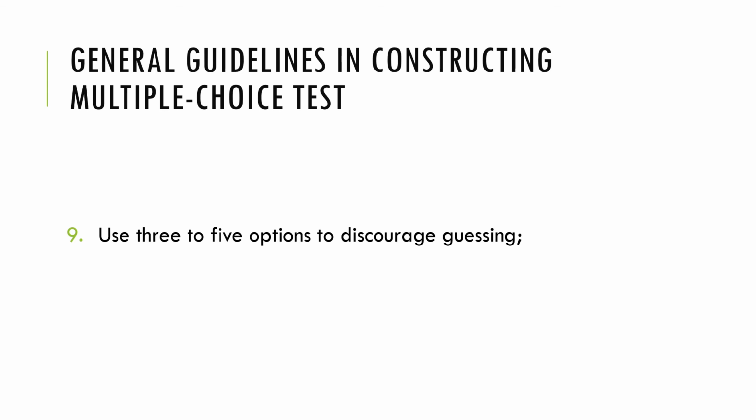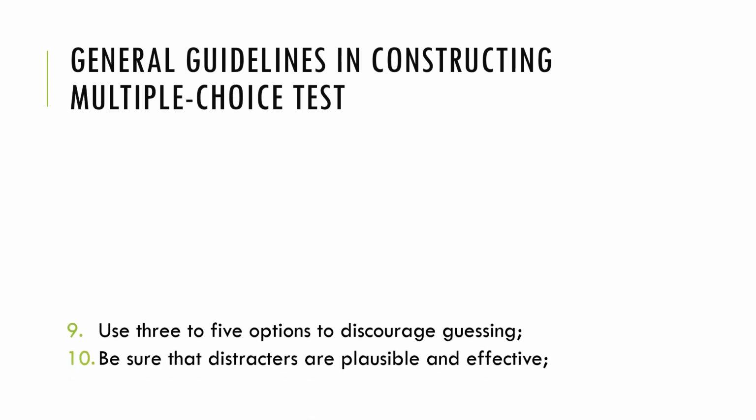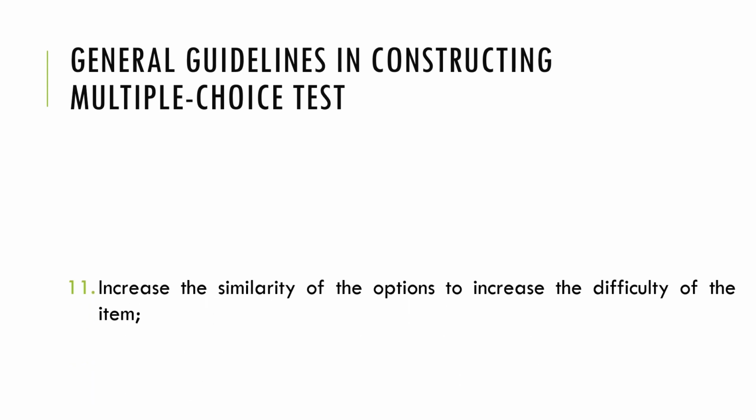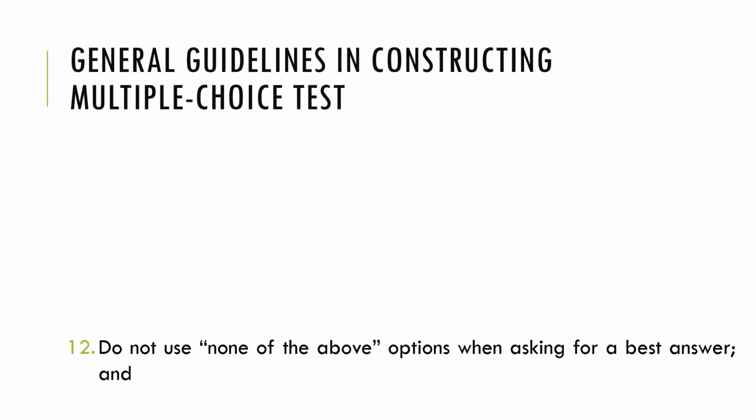Now for the next item, number 10, be sure that distractors are plausible and effective. So yun yung na-discuss ko kanina, kung ano yung dapat characteristics and appropriate and best distractors. 11, increase the similarity of the options to increase the difficulty of the item. Ito yung sinasabi ko sa distractors.